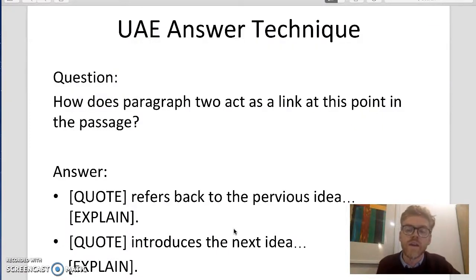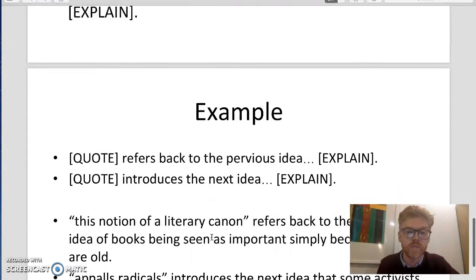It's crucial that you understand and that you have learned a simple structure that will ensure you get the marks. And that is simply this: quote, and then this little expression refers back to the previous idea, and then explain what that previous idea is. And then quote introduces the next idea, and then explain what that next idea is. And perhaps the easiest thing at this stage is just to show you what that answer might look like for the passage we looked at above.